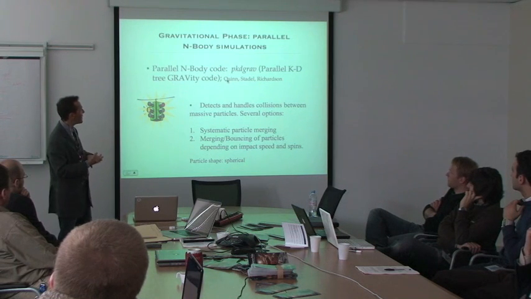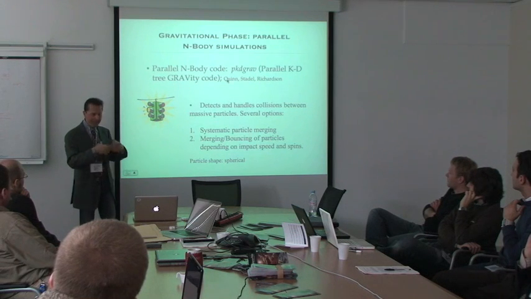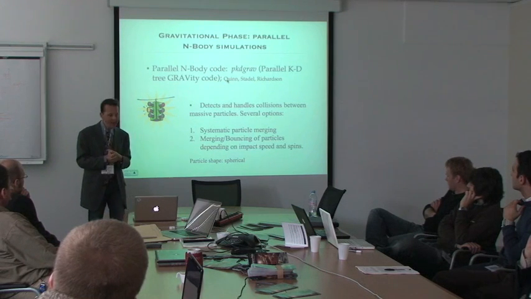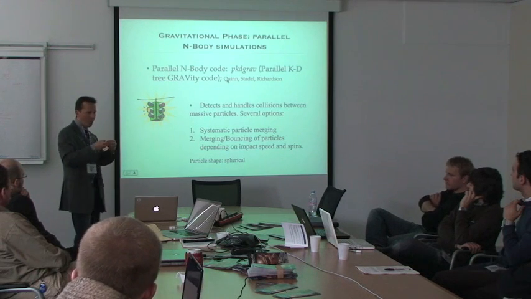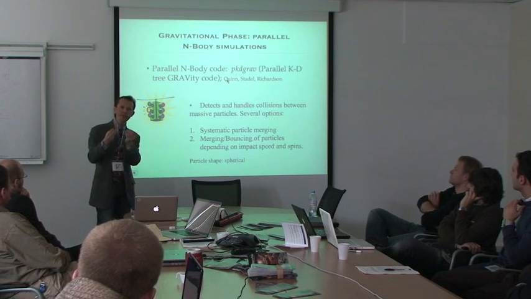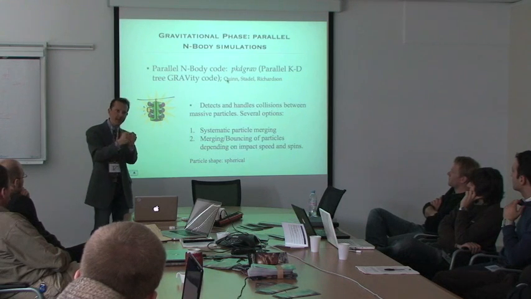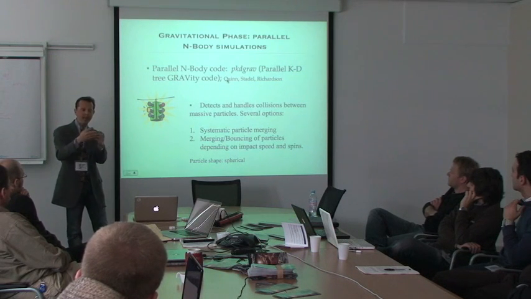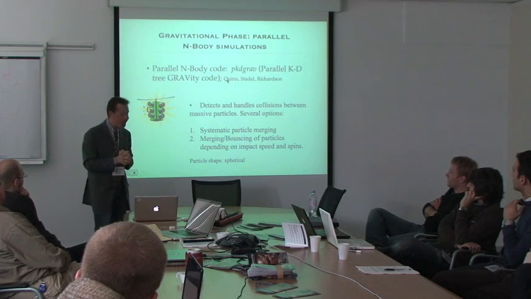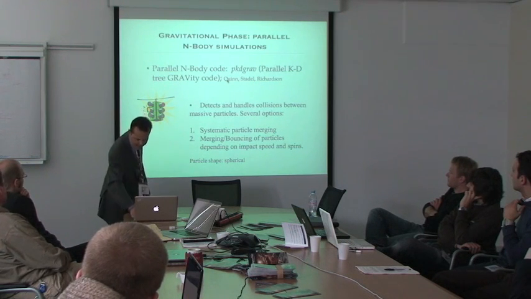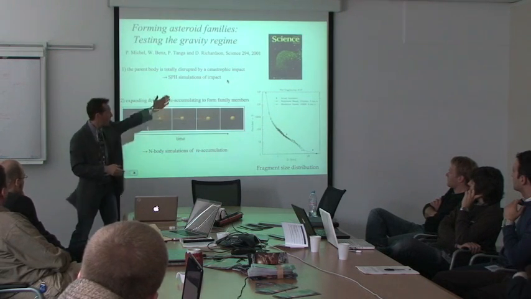So in the gravitational phase, then you have to compute the fragments after the fragment evolution, after this damage has been done. And for this, we have an n-body code which allows, when the fragments evolve, not only to compute their gravitational interaction, but also to detect collision between them and possibly make them merge together, reaccumulate together. So for this, we have different criteria.